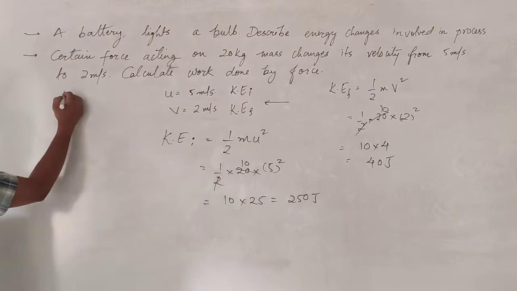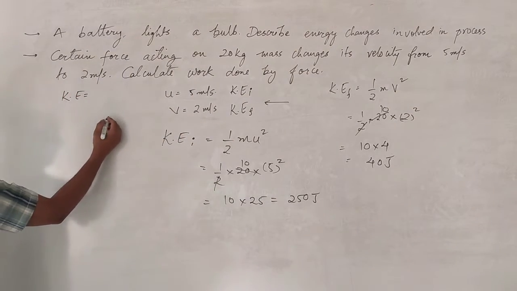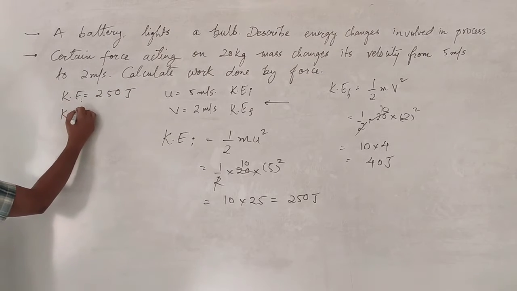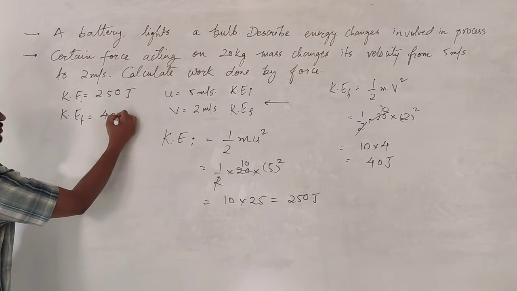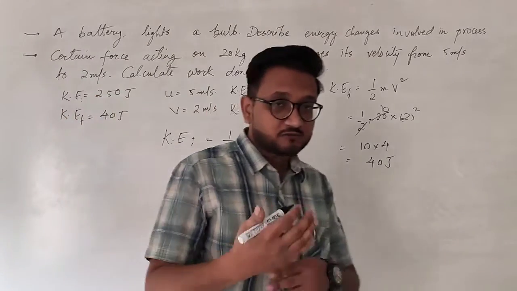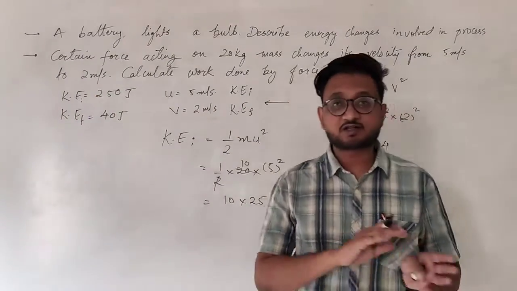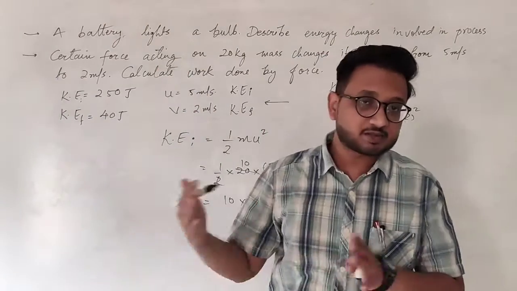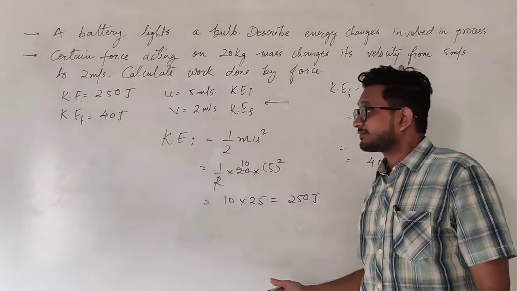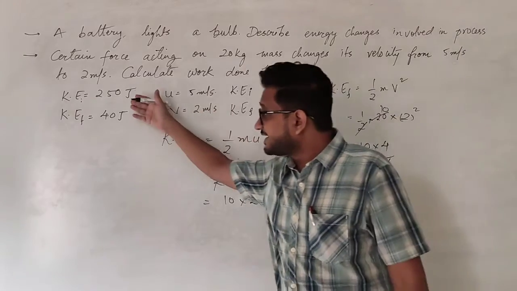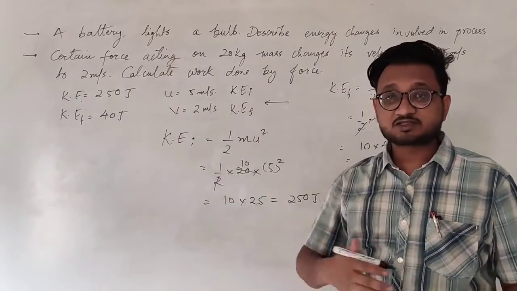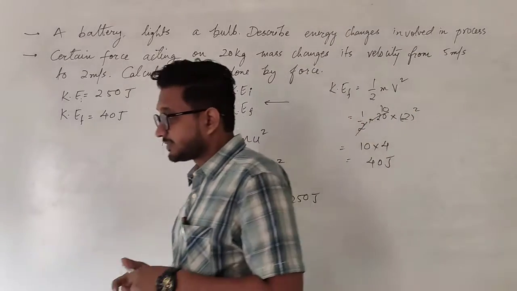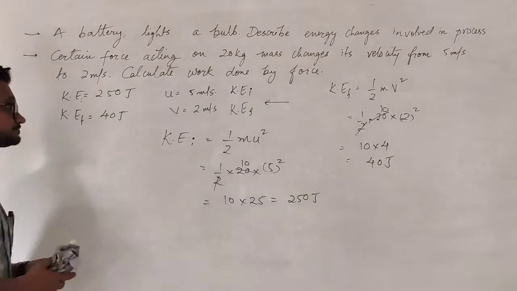So initial kinetic energy of the object was how much? 250 joules, and the final kinetic energy of the object is 40 joules. So a lot of energy has changed because work is done in the opposite direction, because of the force that is applied in the opposite direction. Now we find the difference between the two, so we can say how much amount of energy has changed, or we are finding the change in energy. So let's get rid of all this.